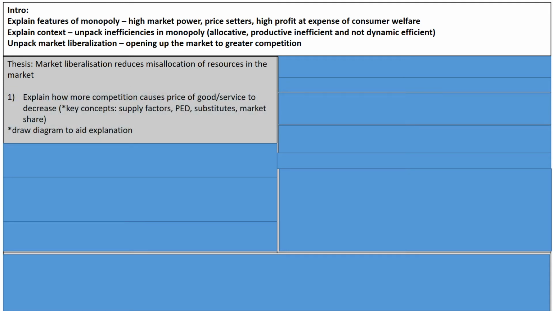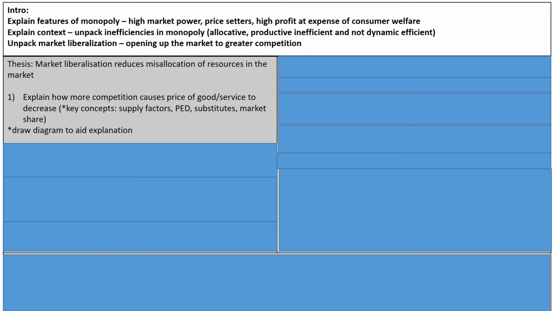Right, firstly, you want to explain how more competition causes the price of the good or service to decrease, right? Because we said that monopoly, they may not be allocatively efficient. They may set prices higher than compared to the P equals MC price, right? And that exploits the consumer surplus. So bring some of these concepts in, right? Explain how more competition increases the number of firms, hence increases the supply. Explain how it introduces more substitutes into the market, causing the demand to be more price elastic. It affects the ability to set prices. It reduces market share.